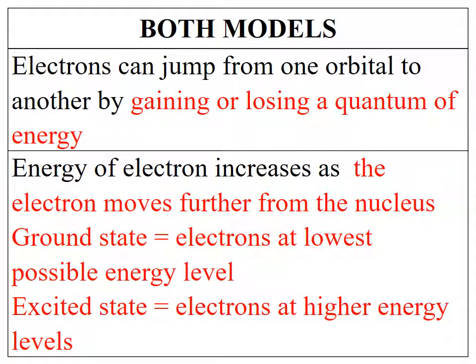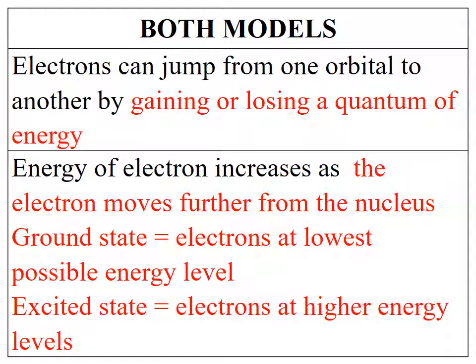Now, both models, these 2 items are true for both models. We're not contrasting here. We're comparing. They're the same. So electrons can jump from one orbital to another by gaining or losing a quantum of energy. This is what we talked about in the previous lecture with the atomic spectra information. Bohr used the observation of atomic spectra to help him create his model. Part of his model said that electrons can jump up and down from one orbit or one orbital to another by gaining or losing energy.